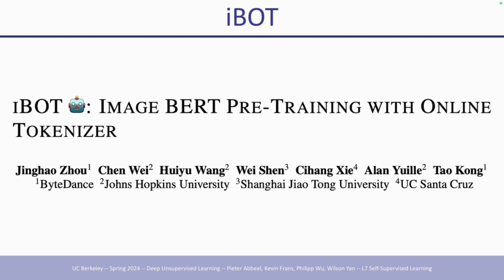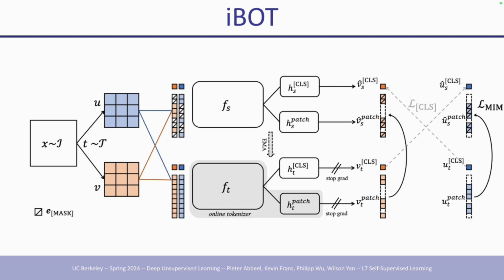With iBot, they took this idea that people were using in Dino, and they thought, if we're trying to find the distribution of just the features of the image, can we also do it at a more granular level? Can we do it at a patch level? And that's exactly what they do. For each augmentation of the image, you have your online tokenizer, or your online network, take in all the features. And then you have your student network take a patchified version of the images.